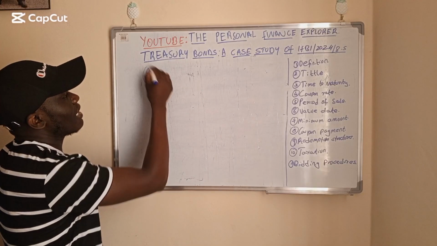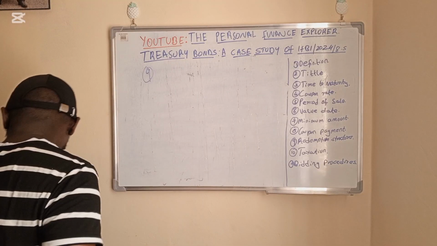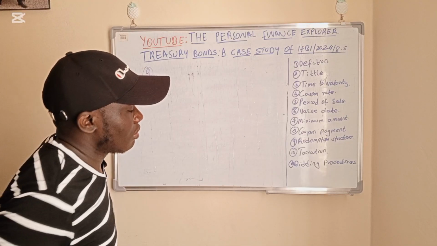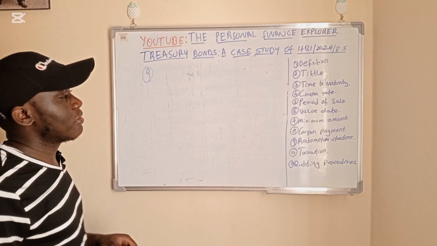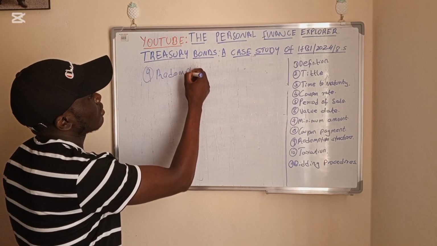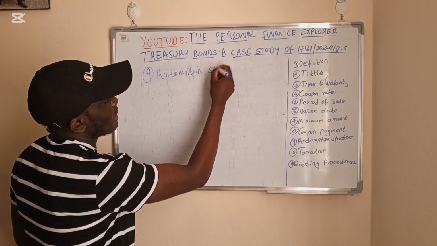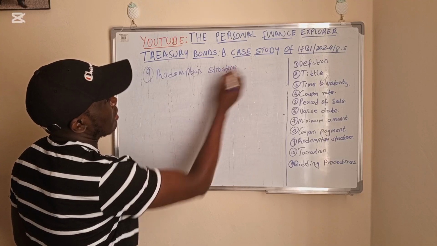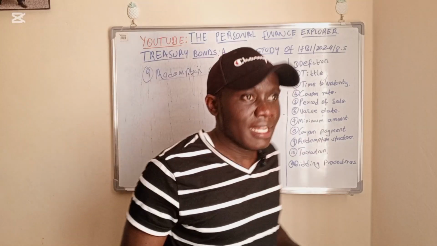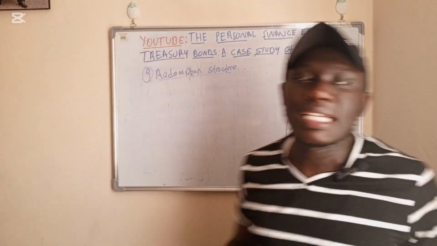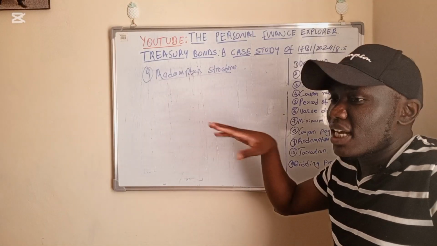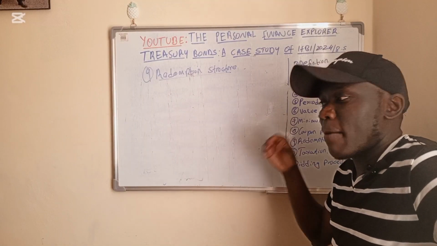This is a very important point when it comes to investment in bonds. That is the redemption structure. What is redemption structure? Redemption structure is just an indicator of when you get back your money.